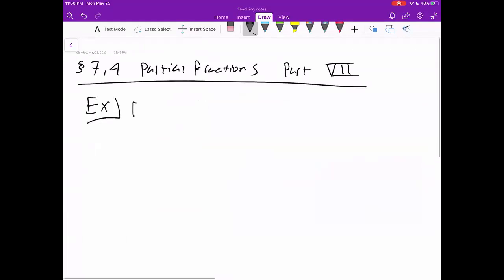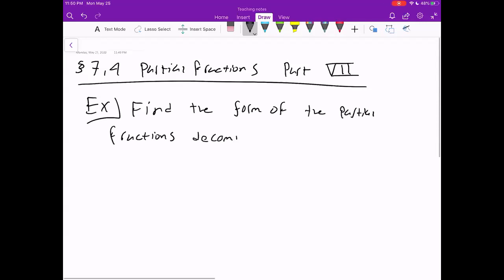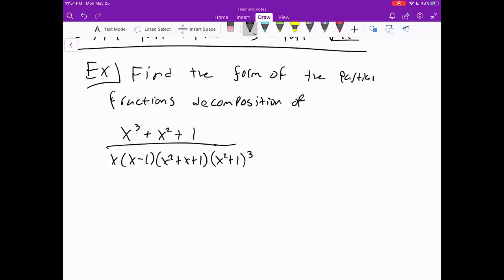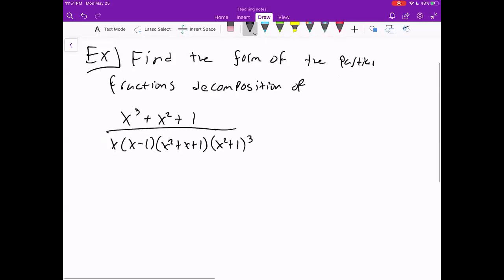So we want to find the form of the partial fractions decomposition of x cubed plus x squared plus 1 divided by x minus 1, x squared plus x plus 1, and x squared plus 1 cubed. Alrighty.